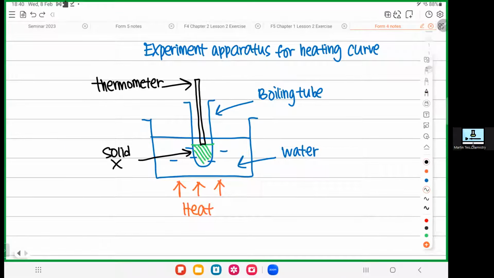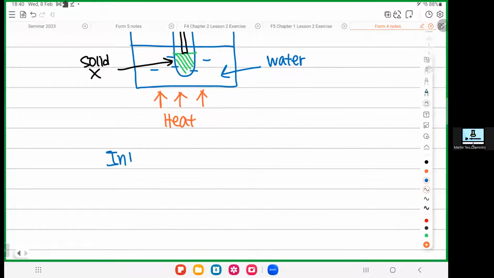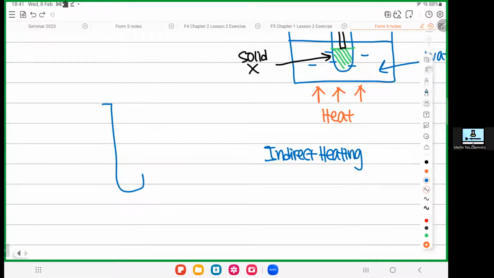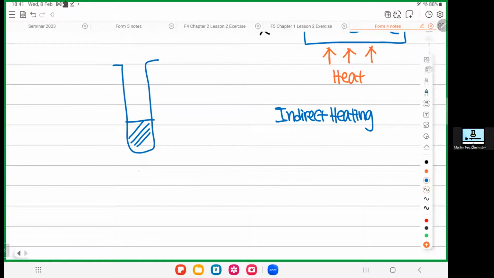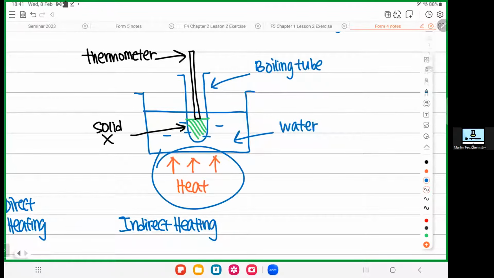Now listen carefully. This kind of heating is called indirect heating. Why? We heat the water first, then only the hot water will heat the substance here. Because we have two types. If, let's say, you take the test tube and directly put it under fire, this is called direct heating. But in this case, we heat the water, then only the water eventually heats the substance. So this is called indirect heating.